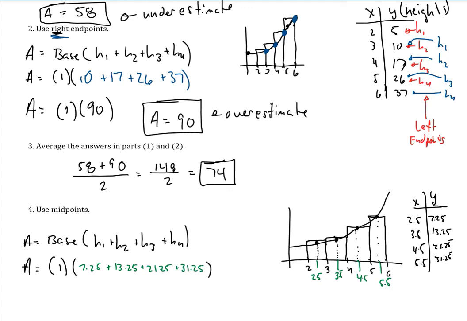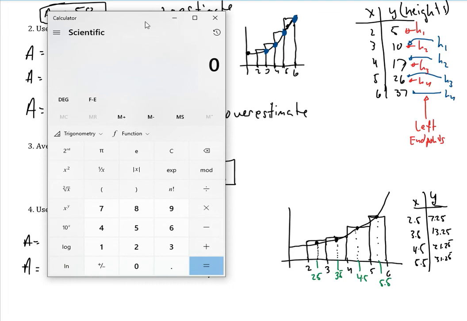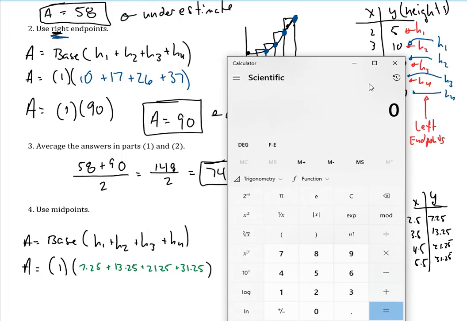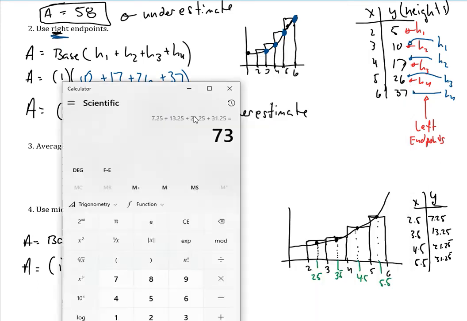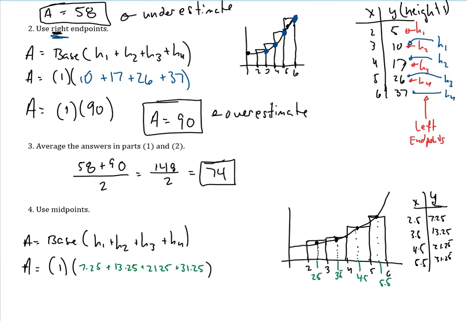Now is where I'm just going to use the arithmetic, the calculator. I'm just going to use this basic one. So we have 7.25 plus 13.25 plus 21.25 plus 31.25. And we get 73 times 1, which would be 73. Okay, so we have the area here is 73. Okay, so there we go.